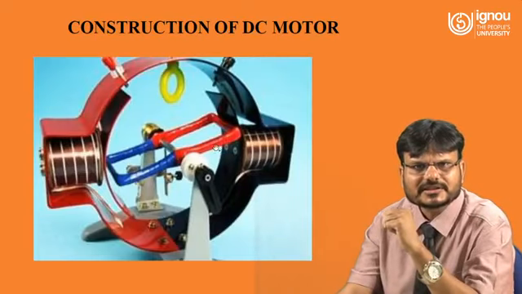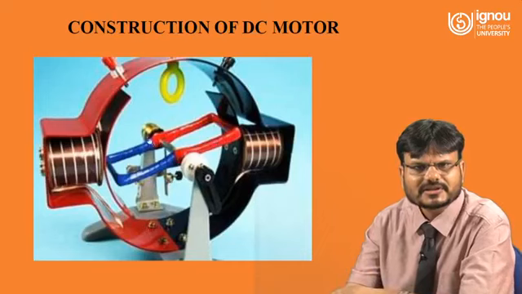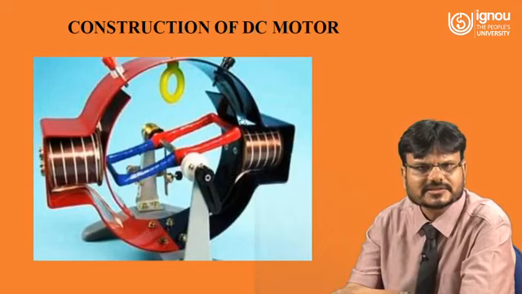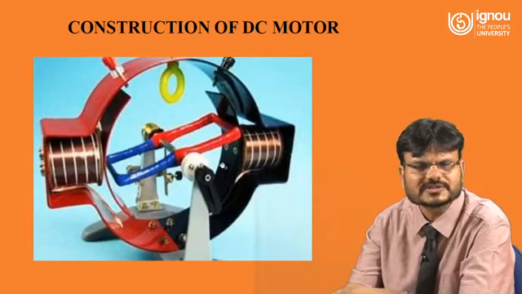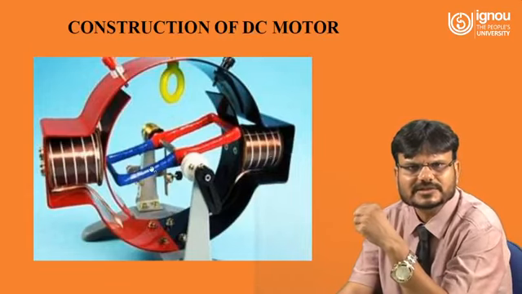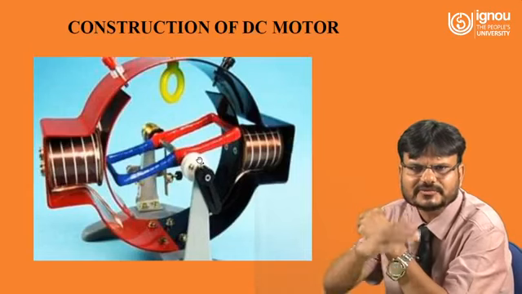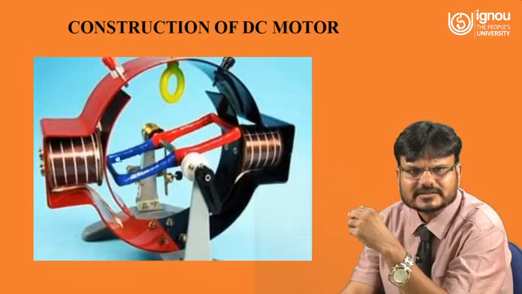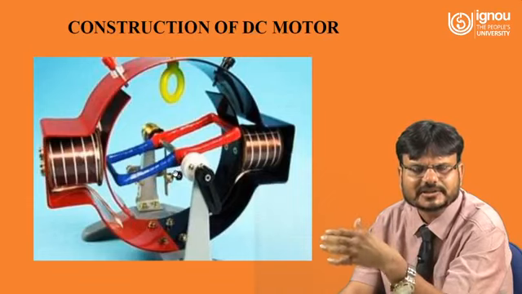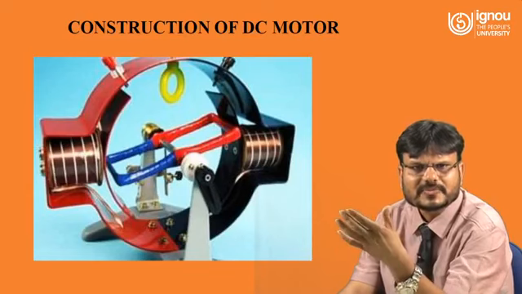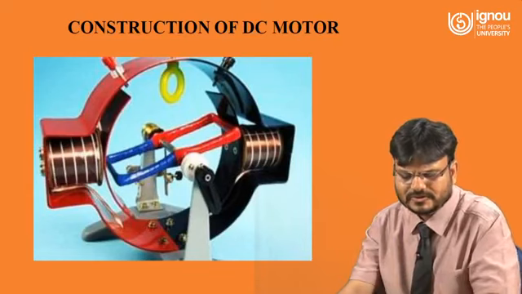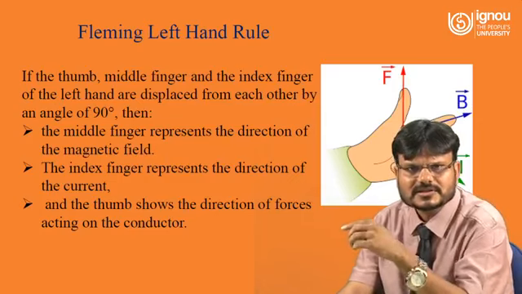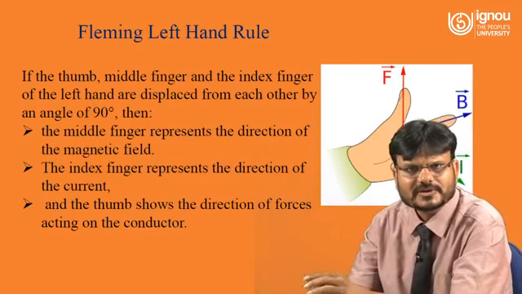Again here you can see the construction of the DC motor. Here you can see this is only a 2 pole DC motor. Suppose this one is the north pole, this one is the south pole, and this one is the armature. This armature will move in this magnetic field. As the current carrying conductor is placed in a magnetic field, it will start to move as per the Lorentz law. Now we are going to discuss the working principle of the DC motor.